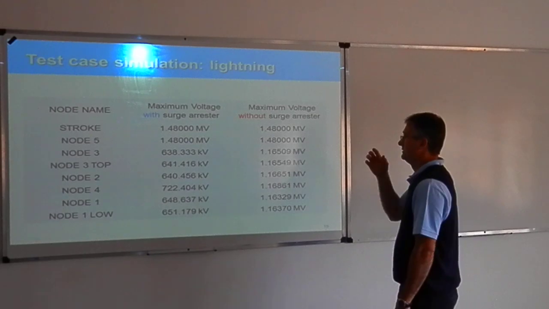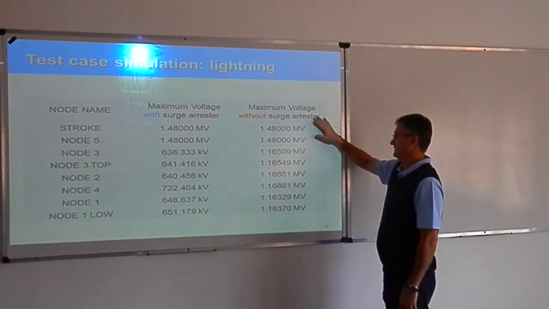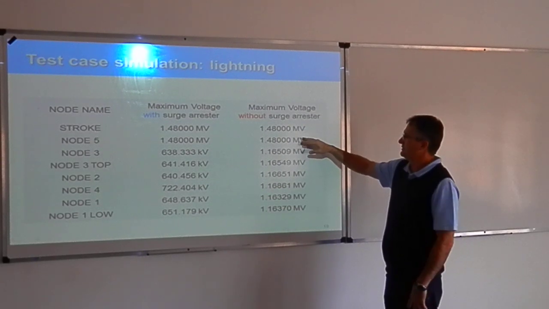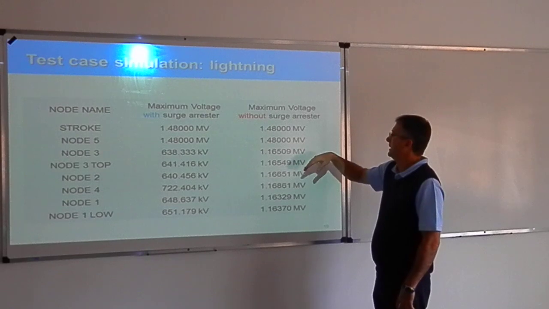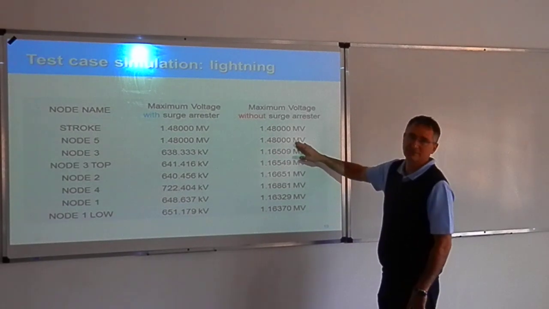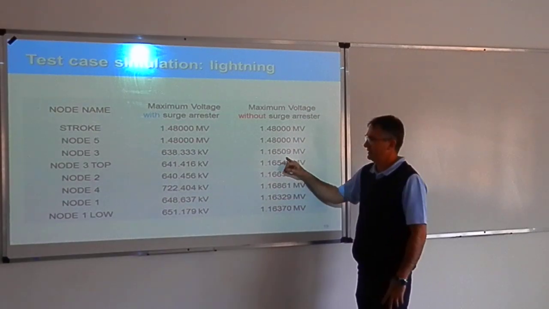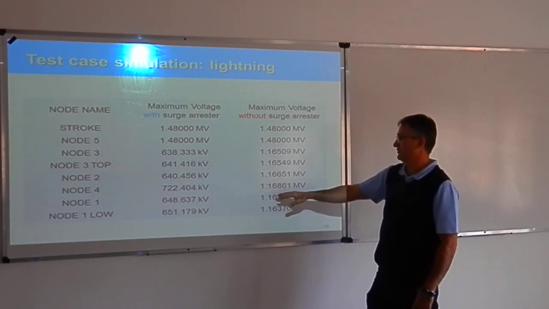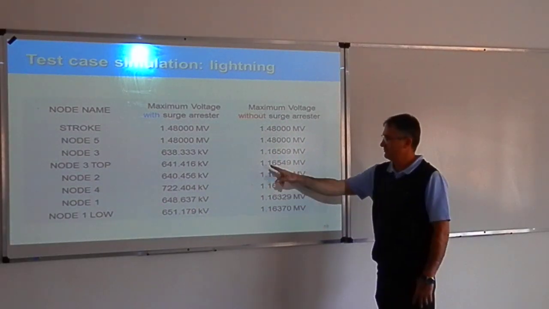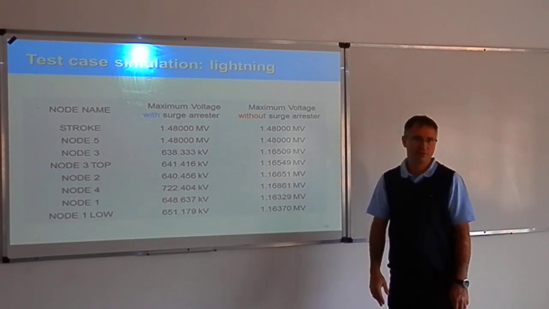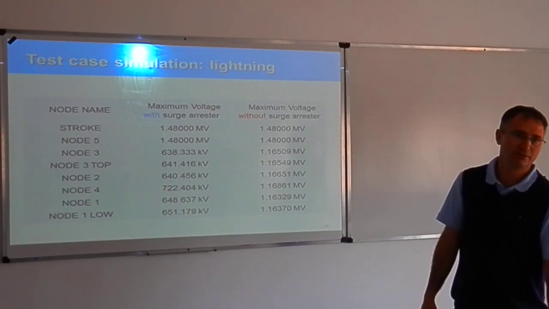And you can see that in that case, if I don't use a surge arrestor, voltage builds up to 1.48 megavolts. With surge arrestors, especially in the transformer, which is node 4, the voltage is limited to 700 kV. If we don't have surge arrestors, it goes above 1 megavolt. That would eventually cause damage to the transformer.